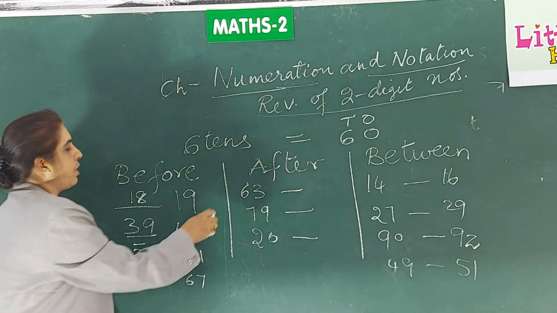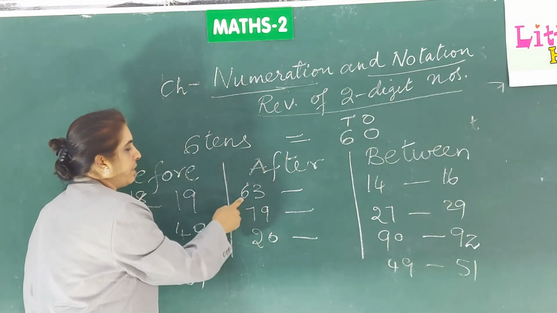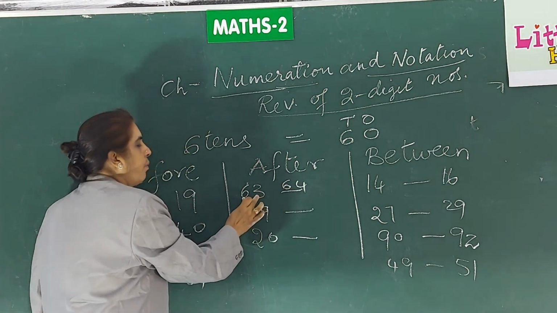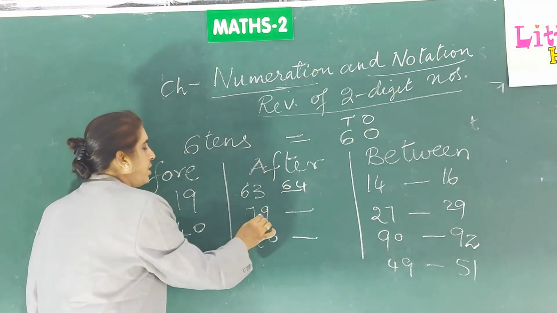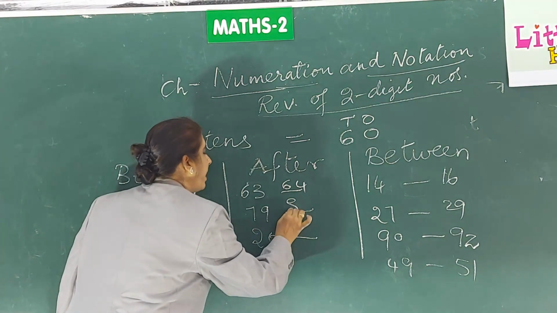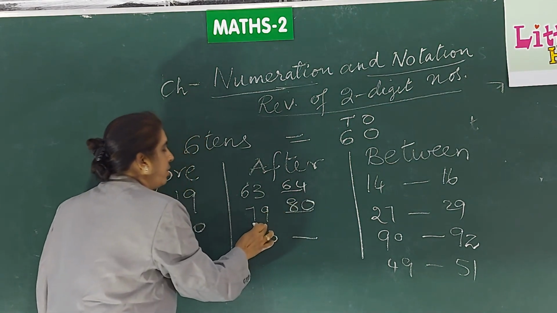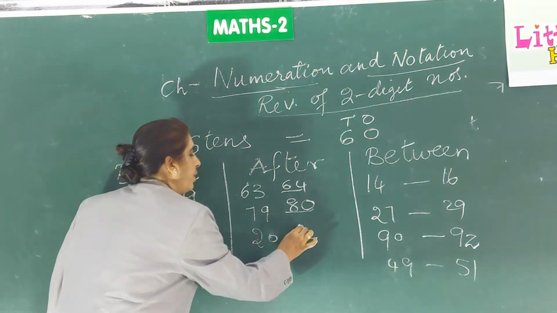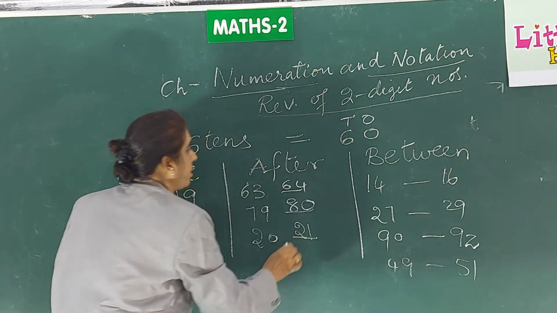After number. The number next to 63 is 64. Just add 1 to the ones place digit. 79. It becomes 80. Adding 1 to the ones place, it becomes 80. 20, 21. 20 plus 1.